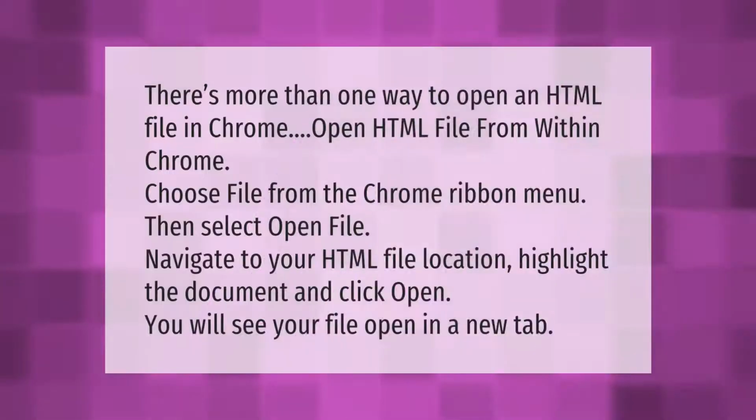There's more than one way to open an HTML file in Chrome. Open the HTML file from within Chrome. Choose File from the Chrome ribbon menu, then select Open File. Navigate to your HTML file location, highlight the document and click Open. You will see your file open in a new tab.